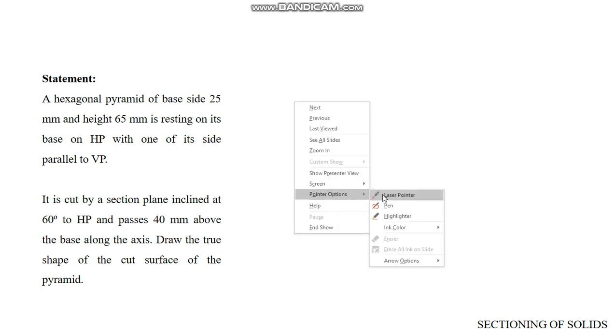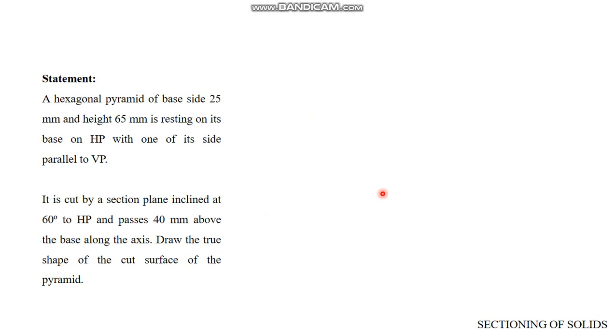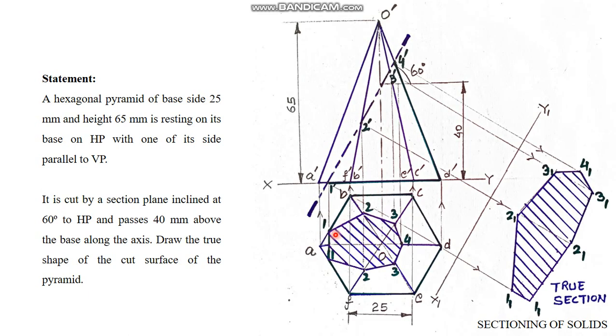First of all, you have to draw the top view of the hexagonal pyramid, then take the projection from this top view towards VP and draw the front view of the hexagonal pyramid. After drawing the top view and front view, we have to cut this solid. So take a distance of 40 mm from the base along the axis in the front view, and at an angle of 60 degrees draw a cutting plane or section plane.